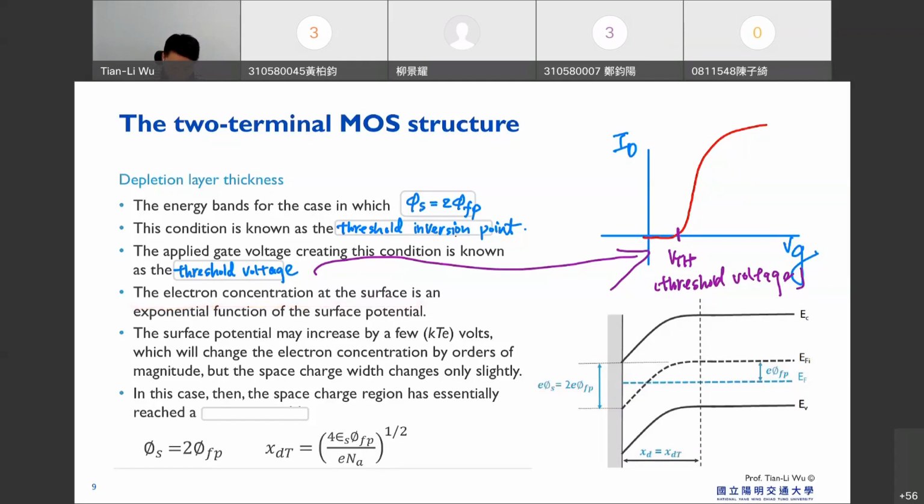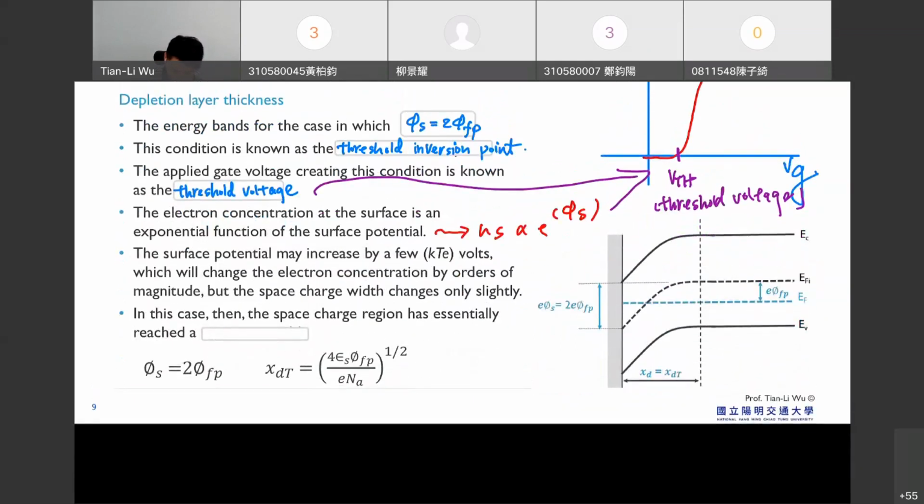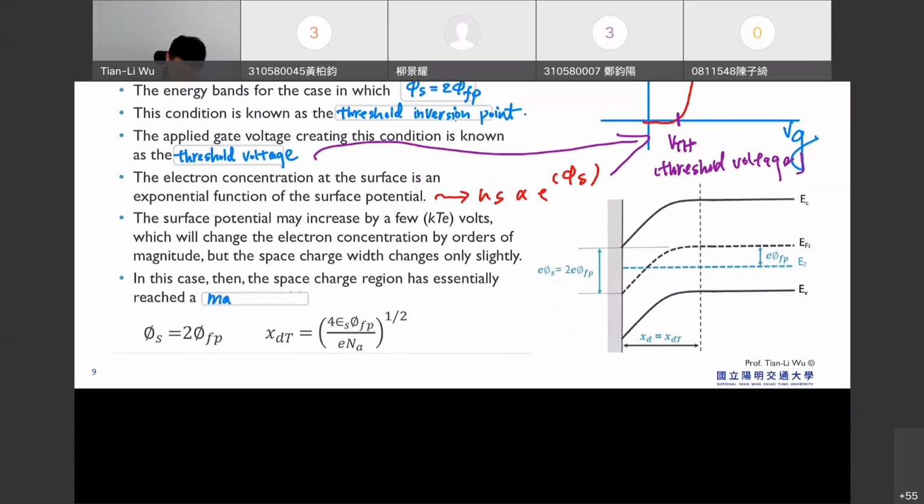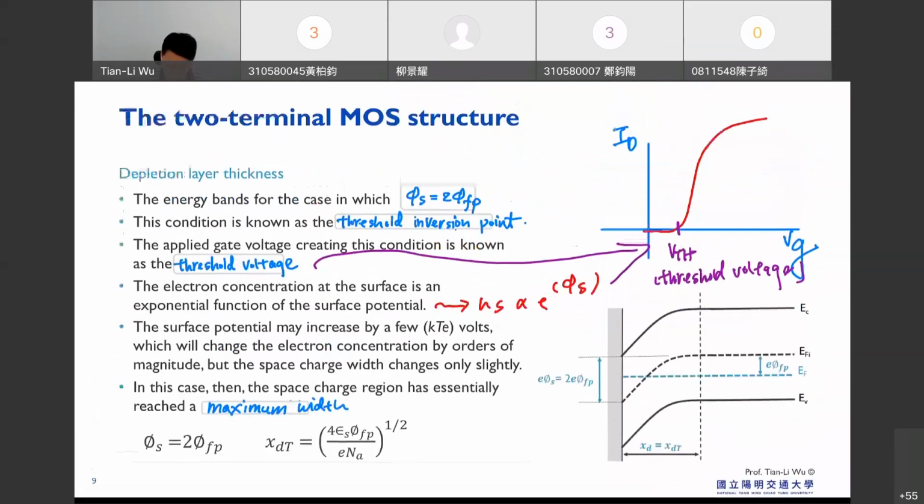The electron concentration at the surface is an exponential function of the surface potential. That means our n_s is proportional to the exponential of the surface potential. So the surface potential might increase by only a few kT, but this will change the electron concentration by orders of magnitude, while the space charge width is only slightly changed. So in this case, the space charge region has essentially reached its maximum width.